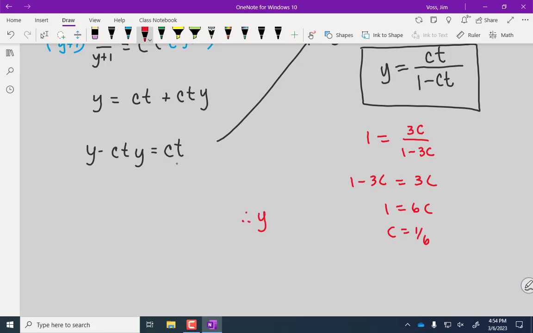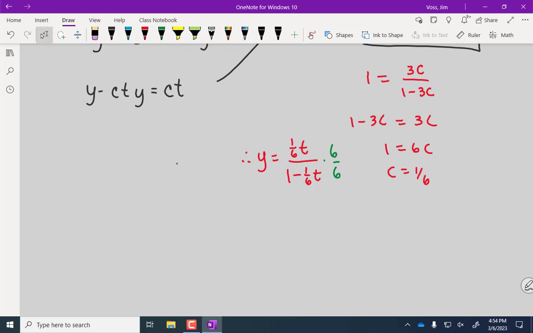So therefore, y is going to equal (1/6)t over 1 minus (1/6)t, which is not simplified. A fraction within a fraction is not simplified. So we're going to multiply by 1. So our simplified, explicit, particular solution is right there.